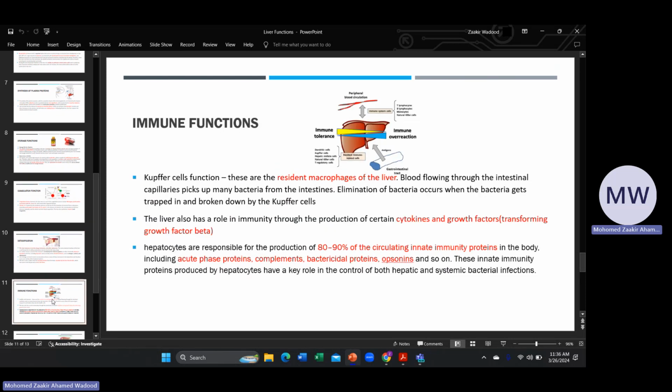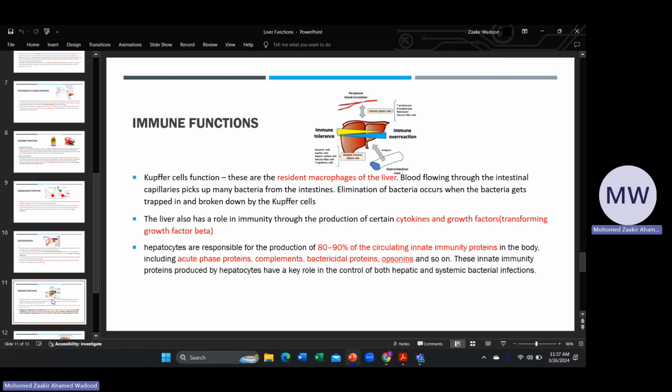So coming around to immune functions, we've all heard of the Kupffer cells, right? But if you haven't, these are the resident macrophages of the liver, and blood flowing through the intestinal capillaries typically brings with it large amounts of bacteria, most of which are then killed by these cells. The liver can also help in immunity by producing certain cytokines as well as growth factors, for example, transforming growth factor beta.